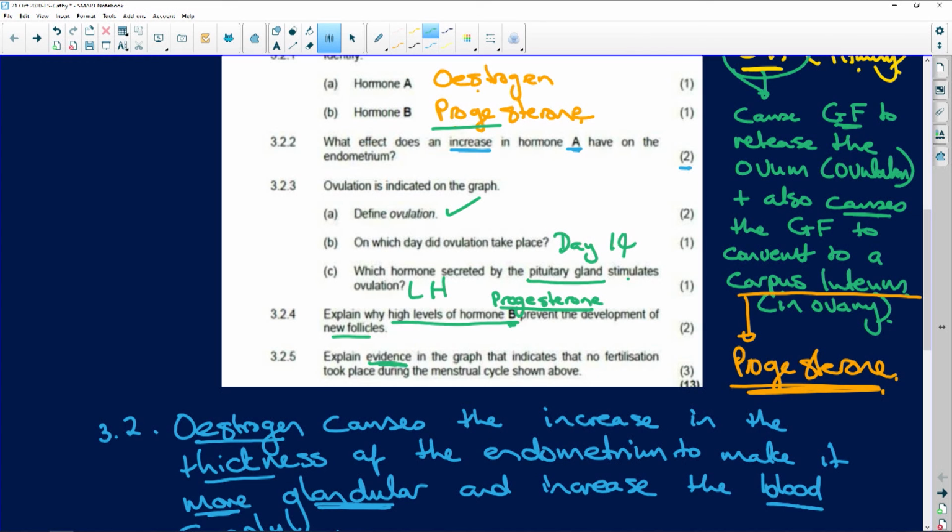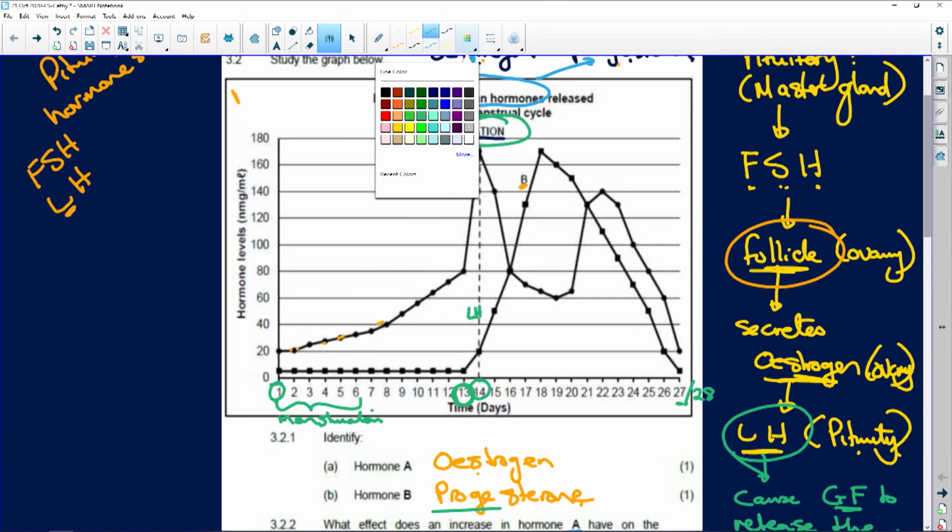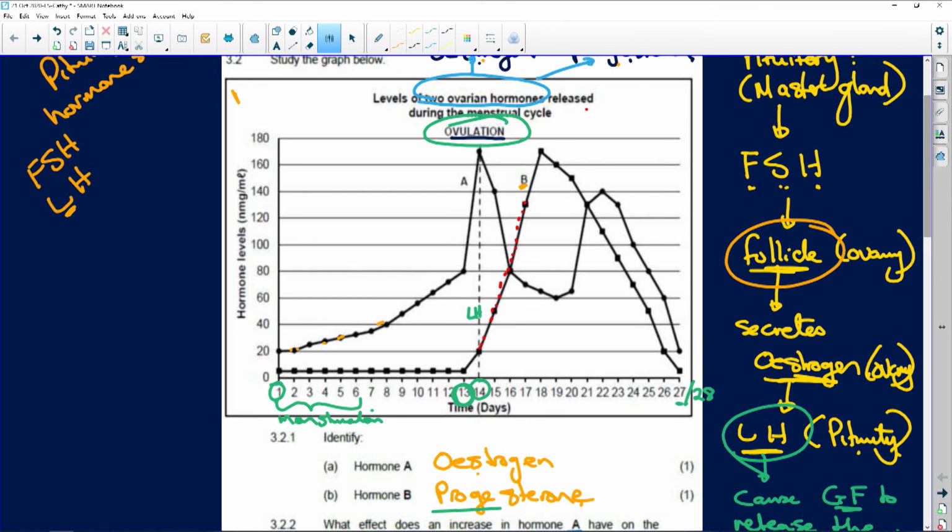Explain evidence in the graph that indicates that no fertilization took place during this menstrual cycle. Well, let's have a look here. Let's get red. Okay, look at your progesterone level. The progesterone level goes up, up. Okay, it gets to here and it starts to dip a little bit. And if fertilization was going to take place, it would have been at about day 21, 22. Now that little embryo has to start growing. And as it grows, it then stimulates an increased production of progesterone, and the progesterone levels stay there. If no fertilization occurs, it goes down.